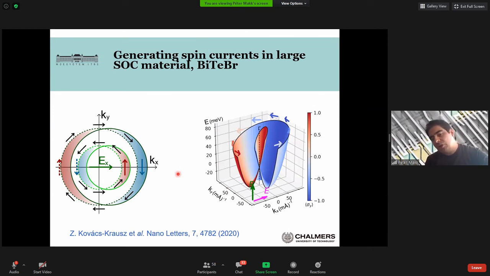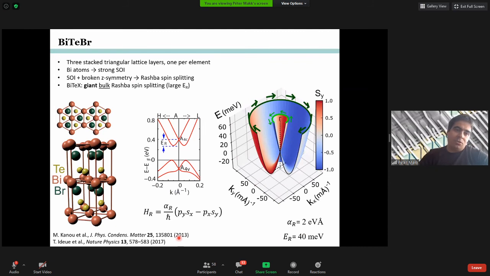We have generated spin currents in a bulk material, bismuth tellurium bromide, and we have used this spin current generated in the bulk material to inject into graphene. So we didn't rely on the proximity effect in this case, but on an effect in the bulk material. This was recently published in this work. Why we have chosen bismuth tellurium bromide, where we generated the spin current, is quite easy to motivate.